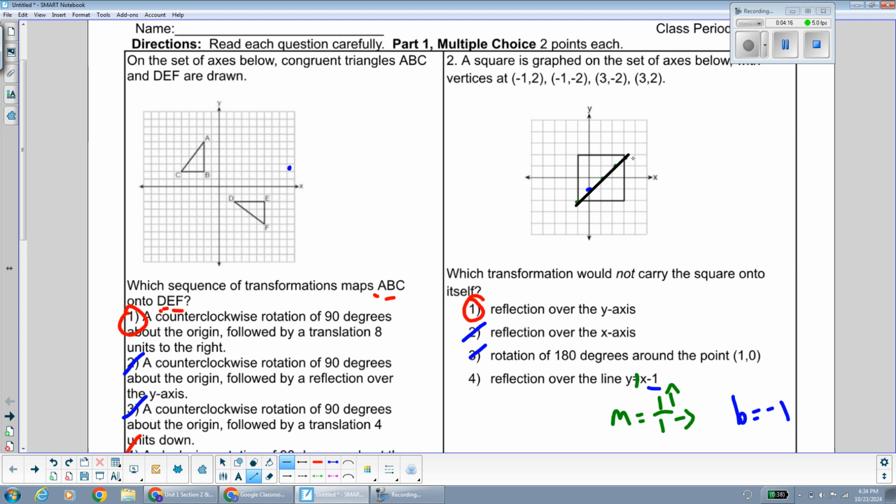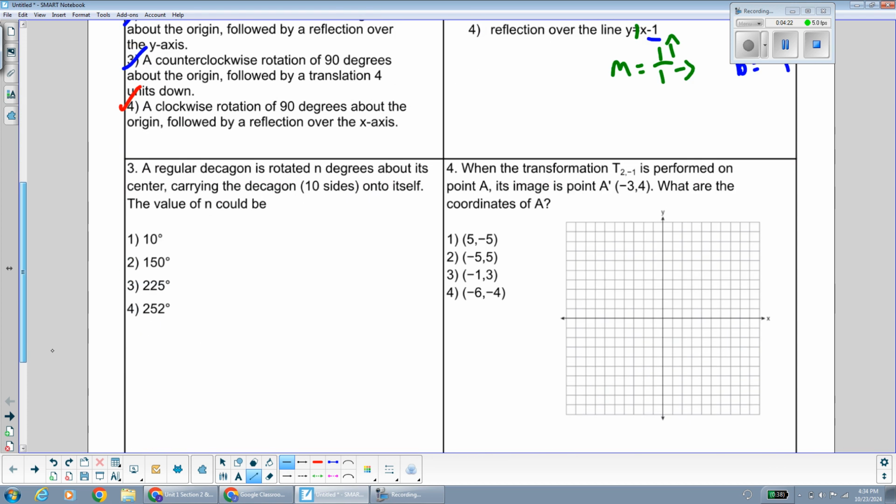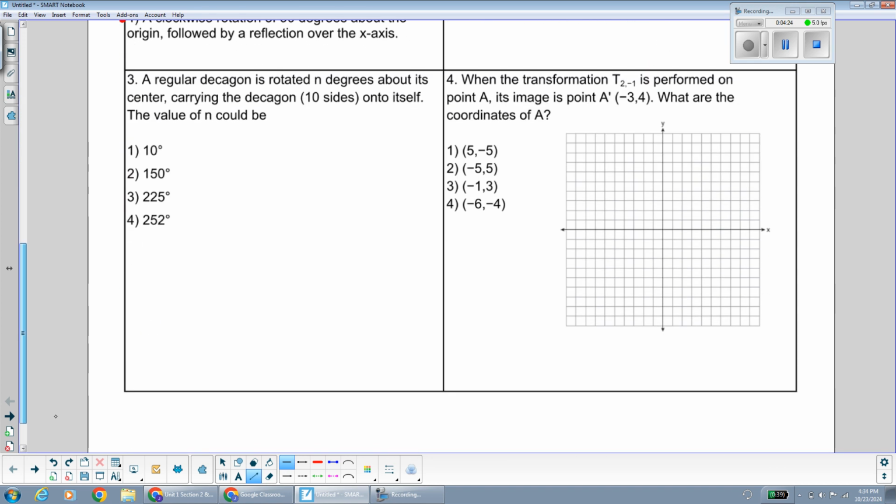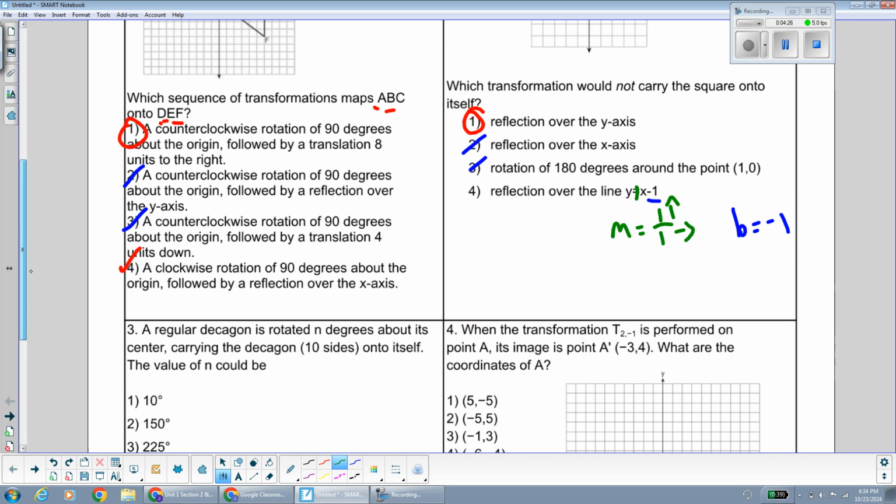And as you can see, it is a line of symmetry. It's one of the diagonal lines of symmetry. So number 1 is the correct answer here. That's the only one that wouldn't make it look like itself.